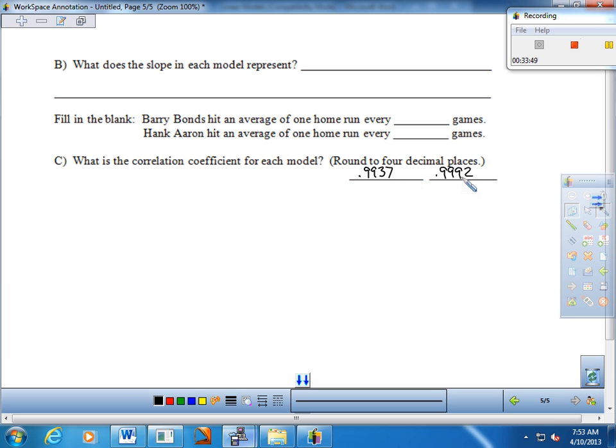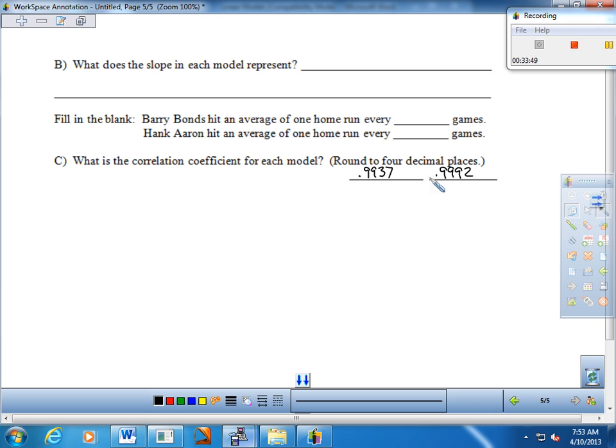Again, pretty good. And look at Hank's. I mean, look how linear that is. So in terms of consistency, it looks like Hank was probably the more consistent home run hitter from one year to the next, from one game to the next. So Barry had a little more inconsistency than Hank. Sounds good. Let's go back and talk about slope and maybe think about a different perspective in terms of who was the better home run hitter.